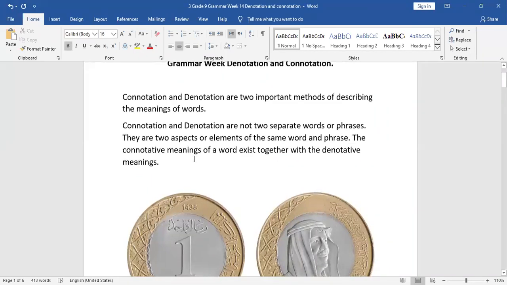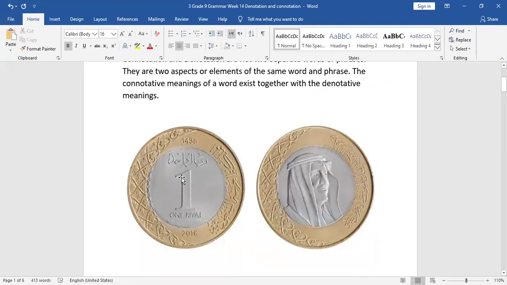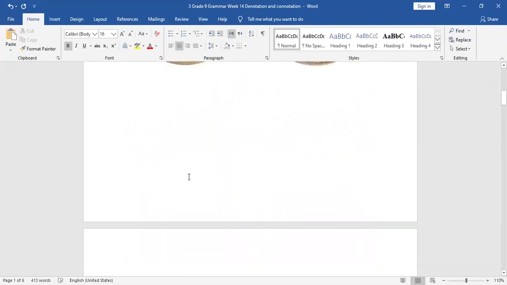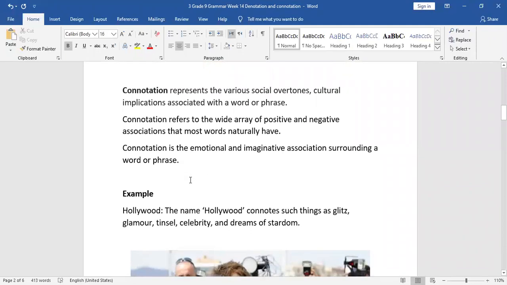The connotative meanings of a word exist together with the denotative meanings, and that's what I mean by two sides of the same coin. So let's take a look at what connotations are. They represent the different types of undertones or overtones or cultural implications. So think of words or phrases that are metaphoric, that have a particular meaning in one culture and a different meaning in another culture. Again, we'll get into some examples so that you can see what that means if these definitions are not helpful.